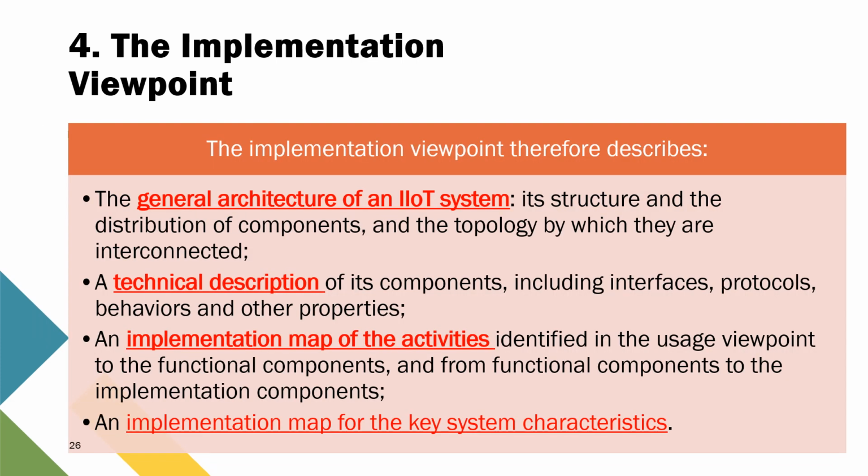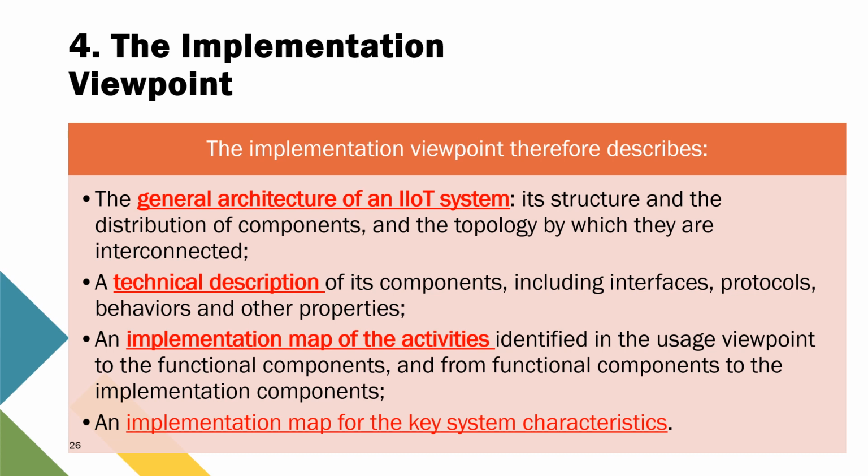The implementation viewpoint will therefore describe certain points in the business itself. The first one is the general architecture of the IoT system, for example, the structure and distribution of the components and the topology by which they are interconnected. And then the technical description of its components, for example, the interface, the protocol, the behavior and other properties that you want to implement inside your system.